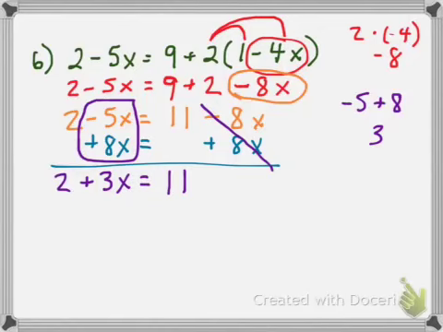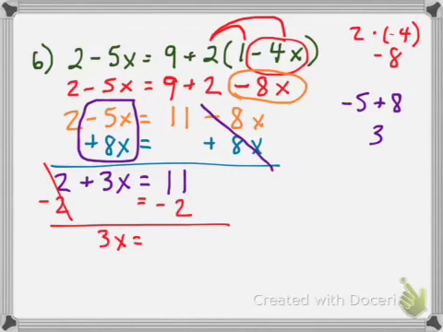And then on my left side, we're used to seeing the constant over here, but we can still get rid of it, even if it's written over on this side. So to get rid of this positive 2, I subtract 2 from both sides. My left side, I'm left with 3x. Bring down my equal sign. 11 minus 2 I know is 9. And then my very last step, divide by my coefficient, and I get x equals 3.